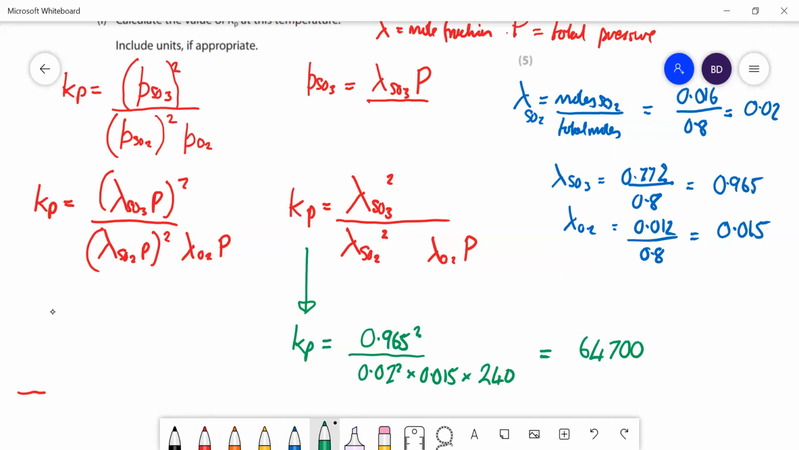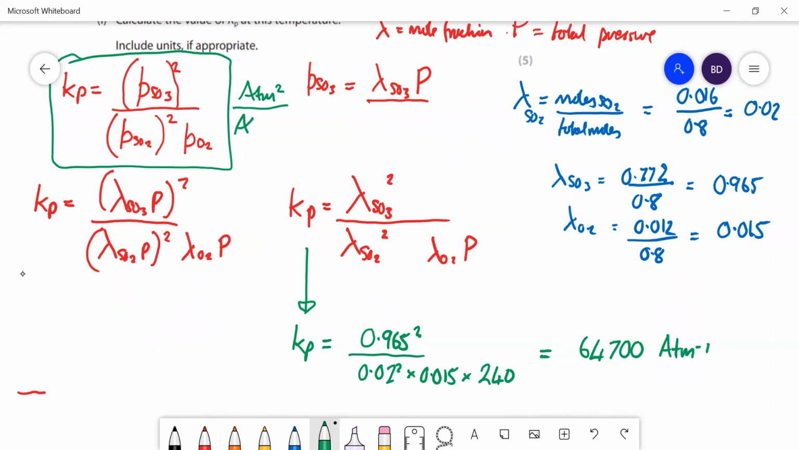Right. What are the units? Well, it's atmospheres to the -1 that is the correct unit, because look at this expression here. We've got two pressure terms on the top, so that's going to be atmospheres squared. And on the bottom, we've got atmospheres squared, but then we've got another one there for the oxygen, times atmospheres. That's equal to 1 over atmosphere. And of course, that's atmosphere to the -1. So that's our answer to that question there.